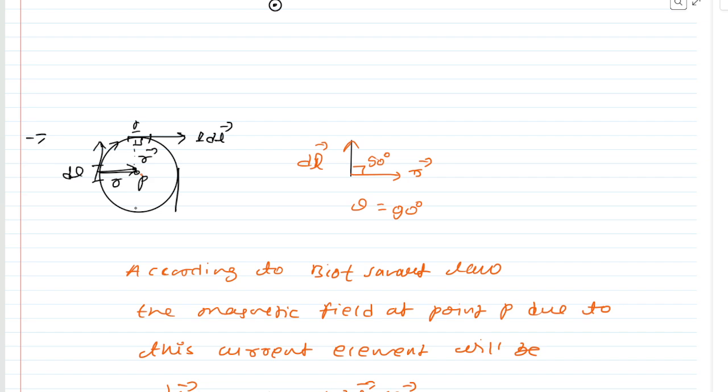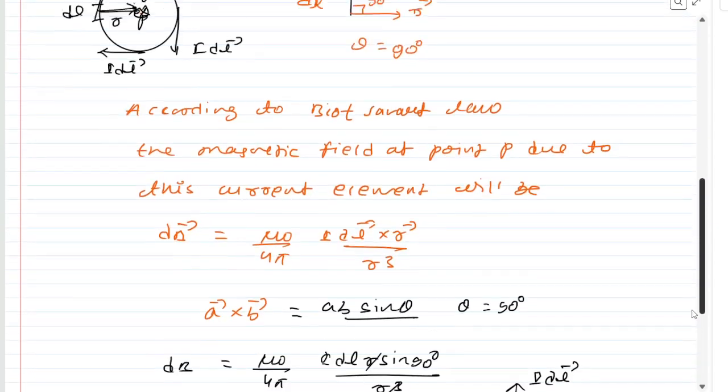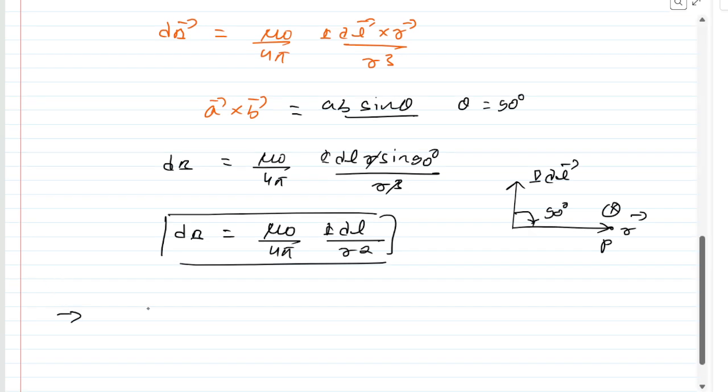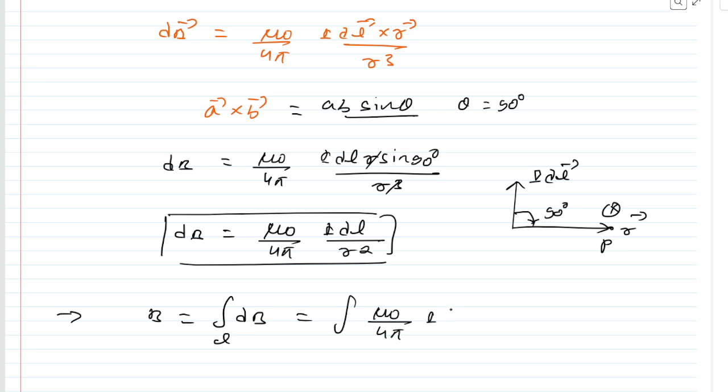So if you take another dl vector, for all the different dl vectors, the magnetic field at the center will be in the cross direction. So all the dB vectors are in the same direction. So to get the net magnetic field due to this circular current loop at the center, we need to do the integration along this particular closed loop. We need to add all the different dB values: mu naught by 4 pi, I dl by r square.